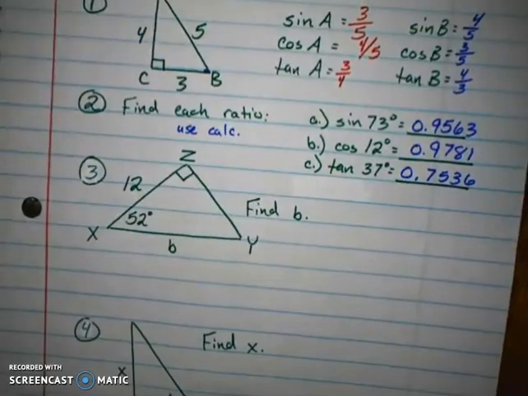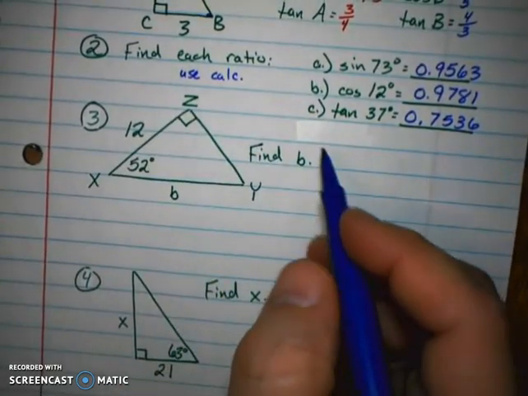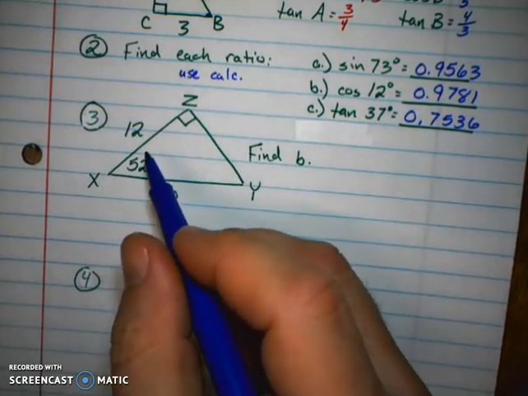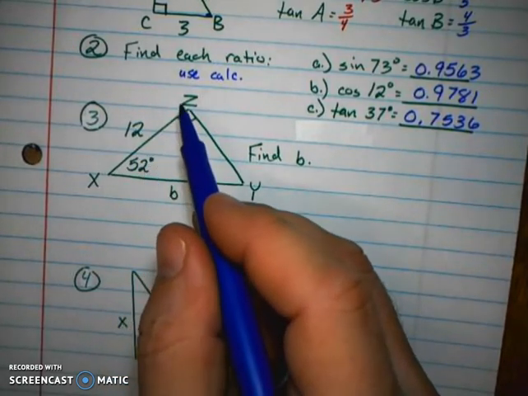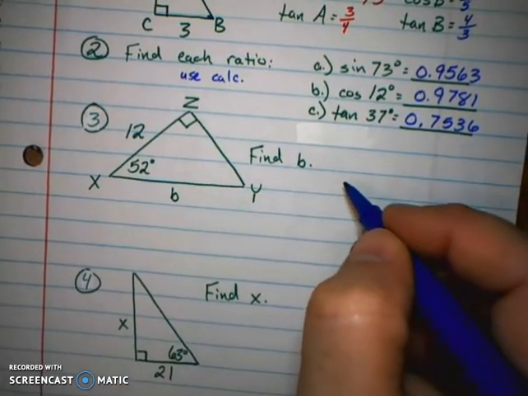All right? But now we're going to use that to actually do some problem solving. We're going to find the requested value. In this case, it's a b. Notice I'm given an angle measure, and I'm given a side length. So in order to do this, you need to make sure you follow these steps.